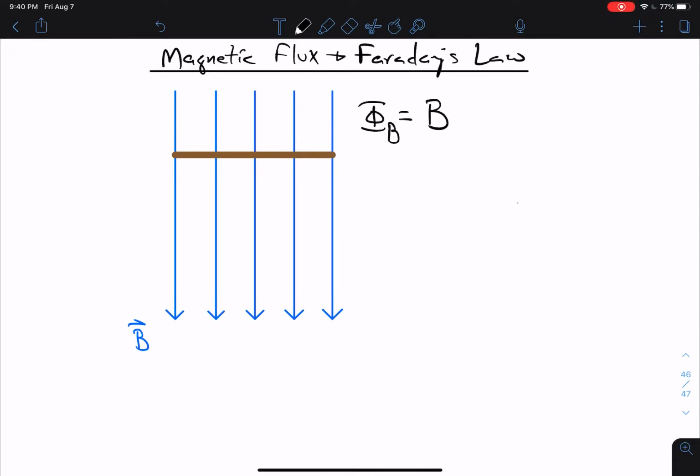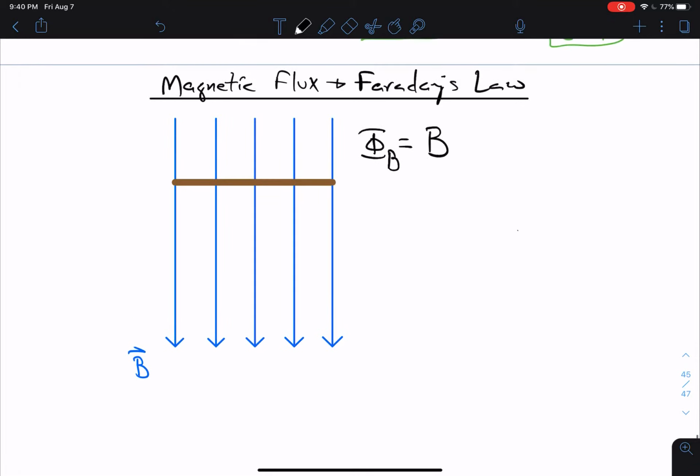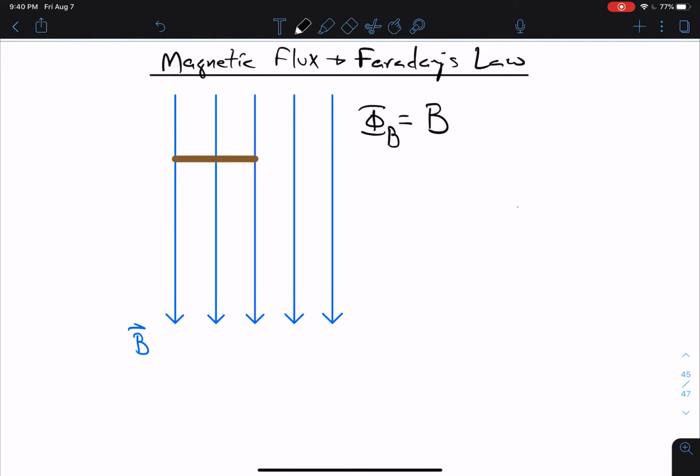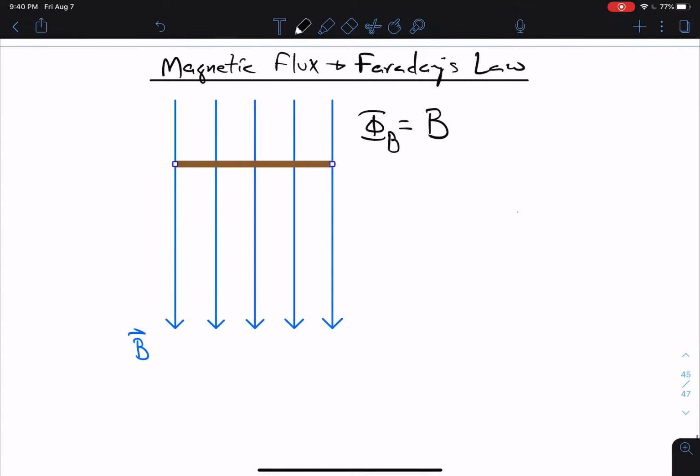The stronger the magnetic field, the more field lines. Now, another thing that matters is the size of the loop. The smaller the loop, in other words, the less area it has, then the less flux. So the area matters.